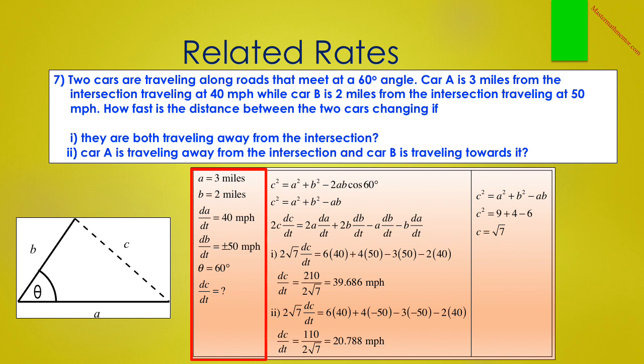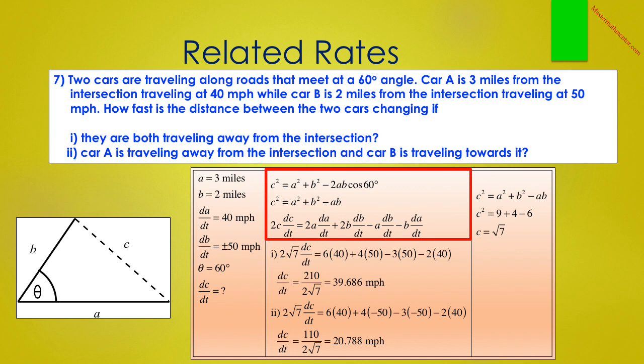In both questions, car A is traveling away from the intersection, so dA/dt is equal to 40 miles per hour. But in question 1, B is traveling away from the intersection, which means he's traveling at 50 miles an hour. But in question 2, car B is traveling towards the intersection, so dB/dt is negative 50 miles per hour. We know that theta is equal to 60, and we're interested in dC/dt.